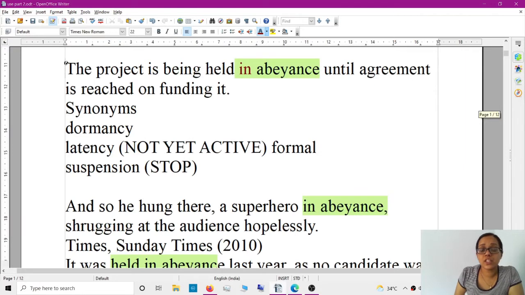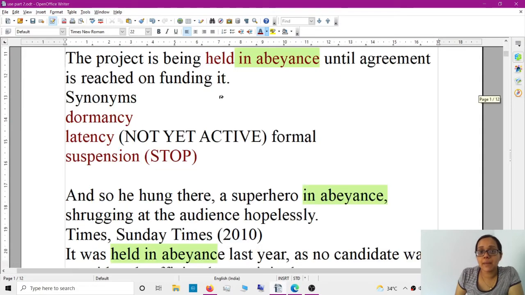One more sentence: the project is being held in abeyance until agreement is reached on funding it. Held in abeyance means the project is temporarily halted. Synonyms are dormancy, latency, suspension or stop. This is the vocabulary you can expect in the use of English exercise.